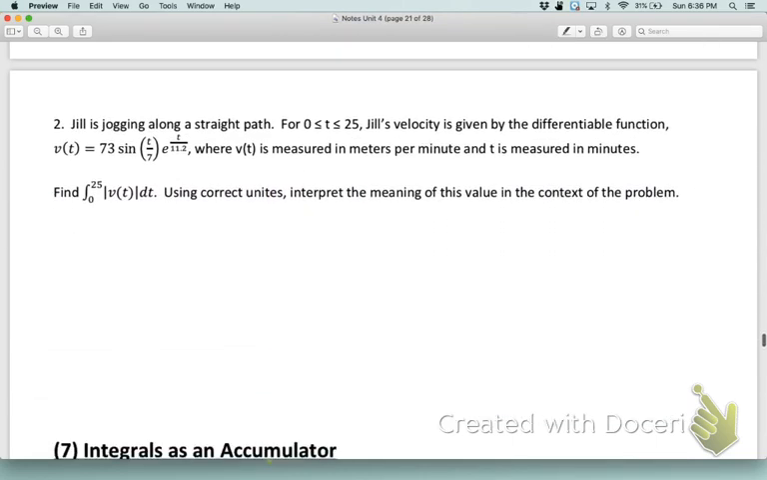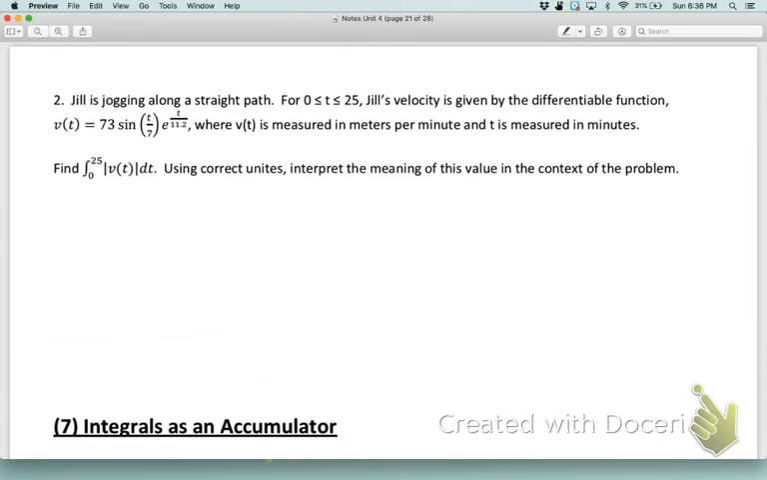Okay, number 2 says, Jill is jogging along a straight path. For 0 less than or equal to t less than or equal to 25, Jill's velocity is given by the differentiable function v of t, where v of t is measured in meters per minute and t is measured in minutes. We want to find the integral from 0 to 25 of the absolute value of v of t dt using correct units. That's a typo.